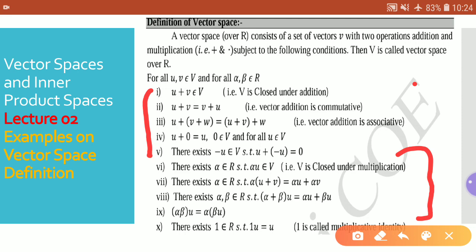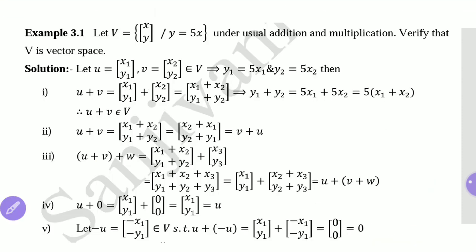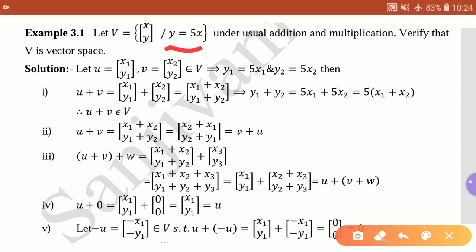So let us take the first example. This is example number 1. Let V be the set of column vectors (x, y) such that y equals 5x. We read the oblique line as "such that", meaning all the elements of V are column vectors which satisfy the condition y equal to 5x, that is, the second element of that column vector is 5 times the first element. Now under usual addition and multiplication, verify that V is a vector space. Usual addition and multiplication is our normal addition and multiplication.